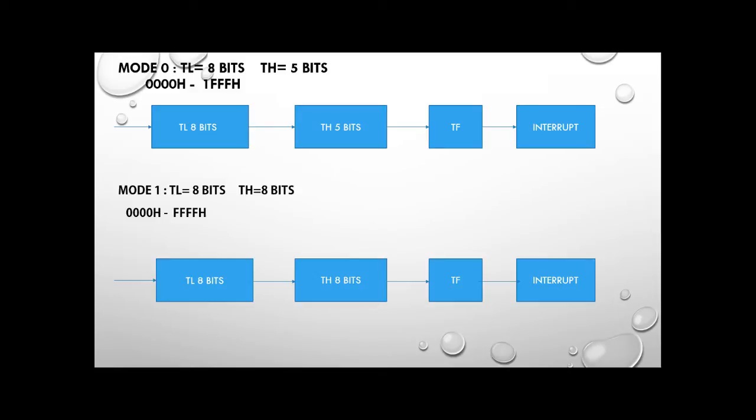Mode 1 is similar to mode 0, but in this mode all 16 bits are used for counting, hence the maximum counting value is FFFFH, and when the overflow condition occurs, the interrupt will be generated.